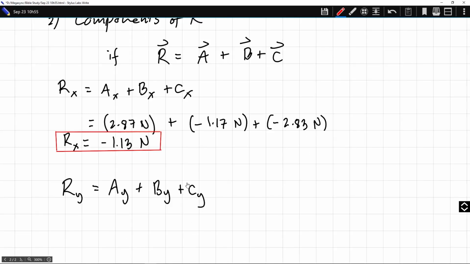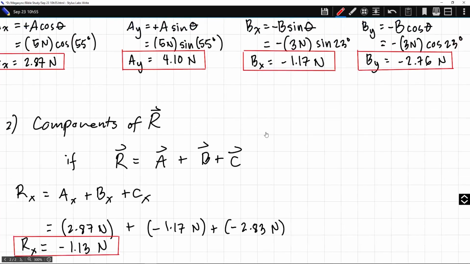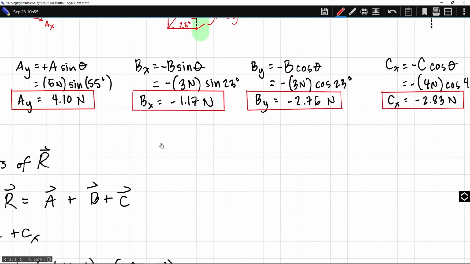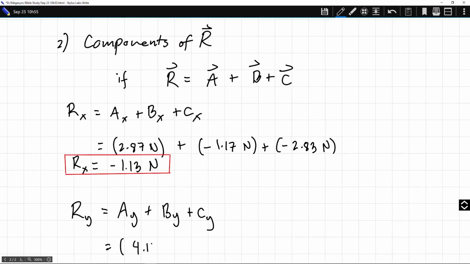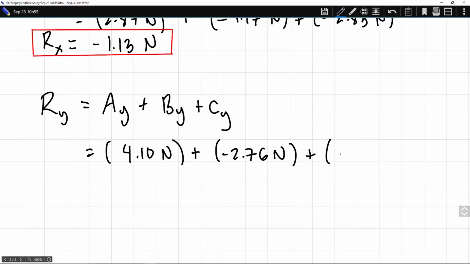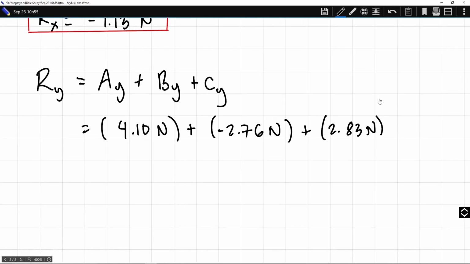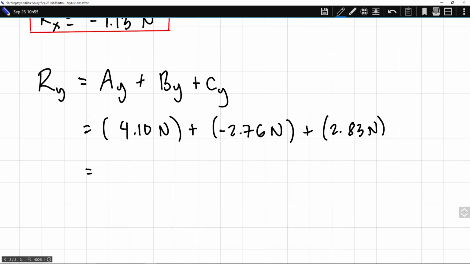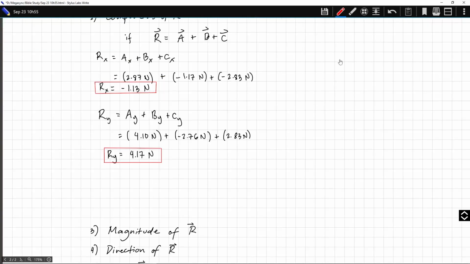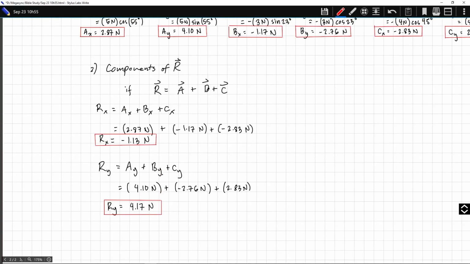Now, solving for r sub y, we have this equation here. We've already solved that from our previous step. So, let's just substitute the values. Okay, now using our calculator, this is now 4.17 newtons. That is our r sub y. Okay, so now we've solved for the x component and the y component of our vector r.